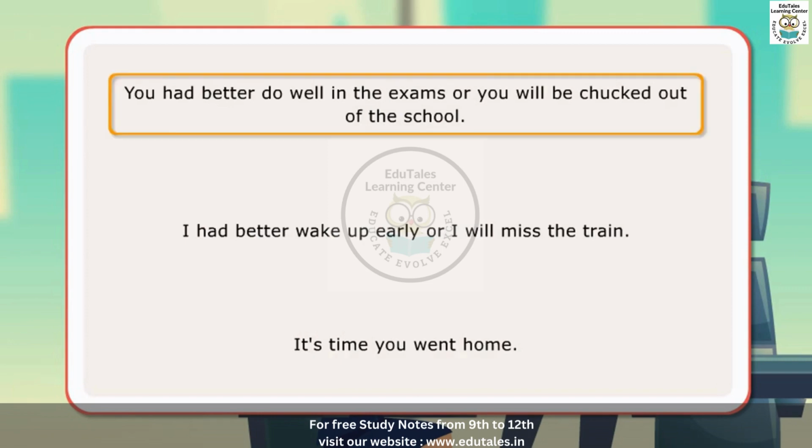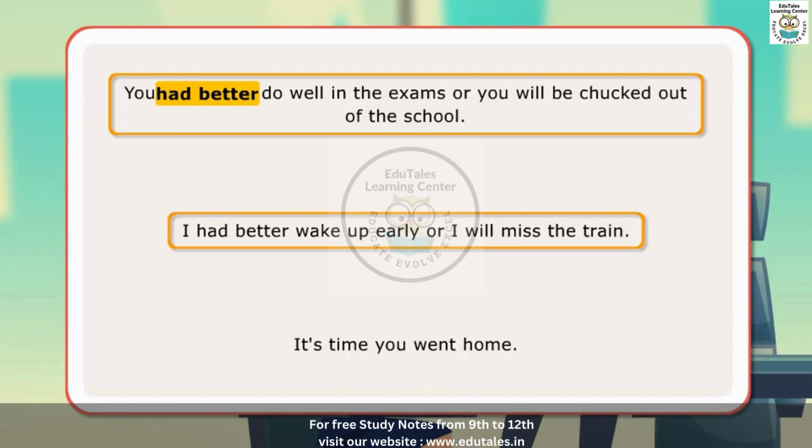In the first sentence, had better has been used to express warning. In the next sentence, had better has been used to show that if one does not do a particular thing, the consequences will not be good. In the last sentence, it's time has been used to convey that a particular thing should have been done earlier or begun earlier and it was not done, but it should be done now for sure.